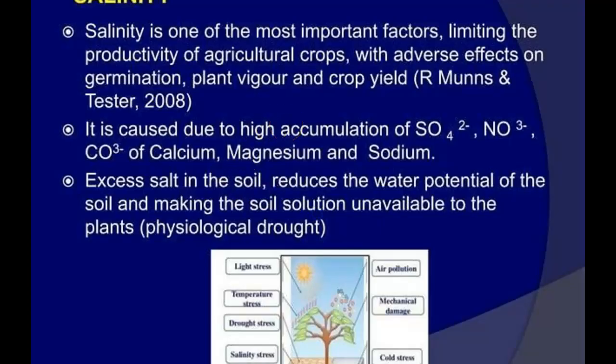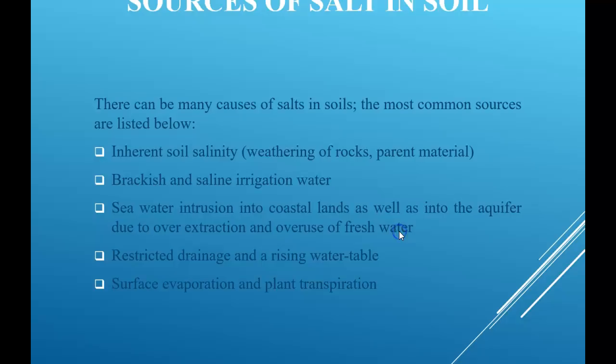Salinity is one of the most important factors that limits the productivity of agricultural crops, with adverse effects on seed germination, plant vigor, and crop yield. It is caused by high concentrations of sulfate ions, nitrates, and carbonates of calcium, magnesium, and sodium. Excess salt in the soil reduces the water potential of the soil, making the soil solution unavailable to the plants, which ultimately causes physiological drought.